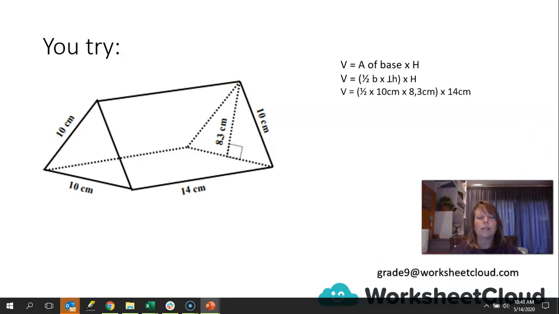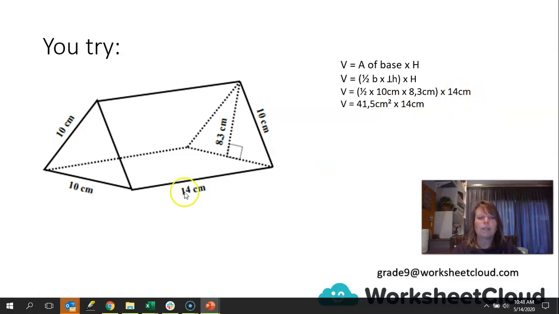We're going to go 10 times 8,3, as you can see there. 10 is the base, so this tells us actually that is an equilateral triangle, because here's 10 and that side is also 10. Okay, so we've got 10 times 8,3. That's going to give us 83 centimeters squared, and then we've got to halve that. Okay, let's carry on. That bracket gives you 41,5 centimeters squared.